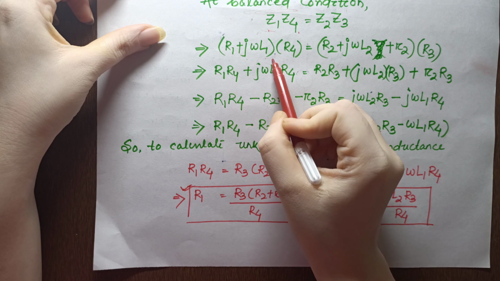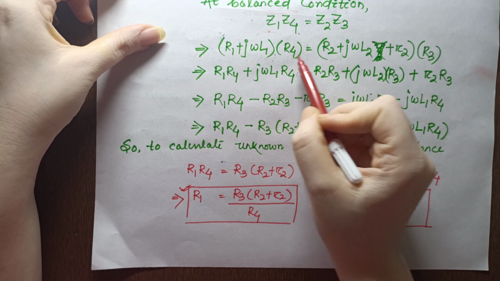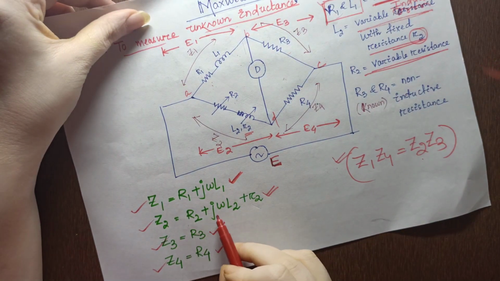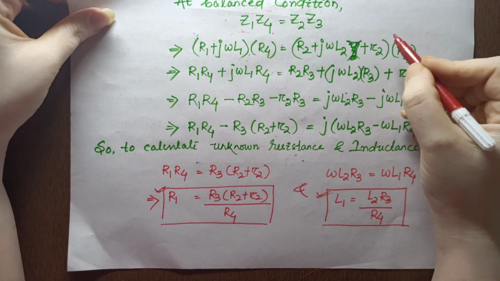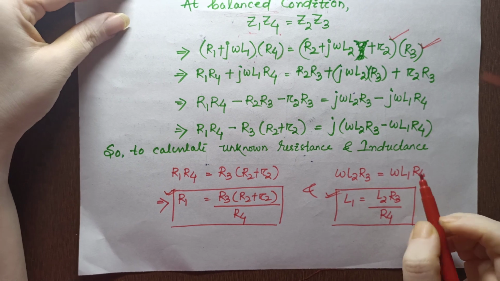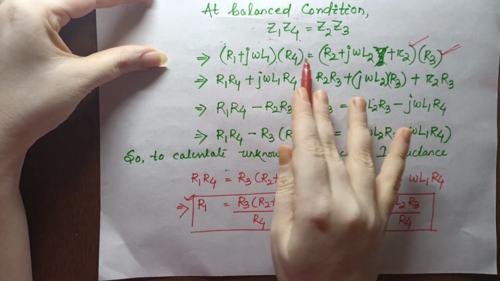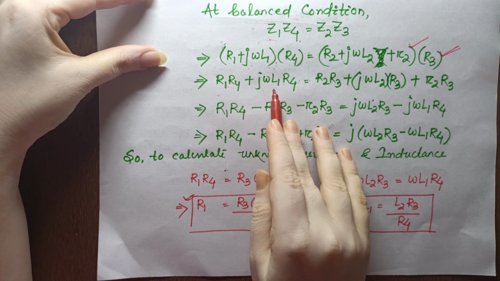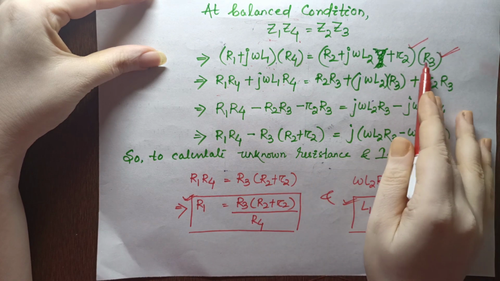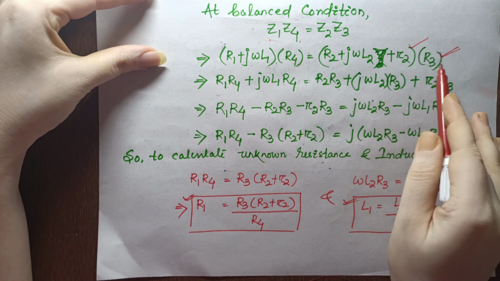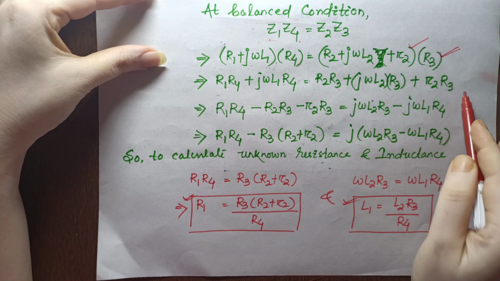R1 plus j omega L1 into R4 is equal to Z2, which was R2 plus j omega L2 plus small r2, and Z3 was replaced by its value R3. Now just cross multiply all the values. R1 into R4 plus j omega L1 R4. Similarly, R3 was multiplied: R2 into R3 plus j omega L2 into R3 plus small r2 into R3.